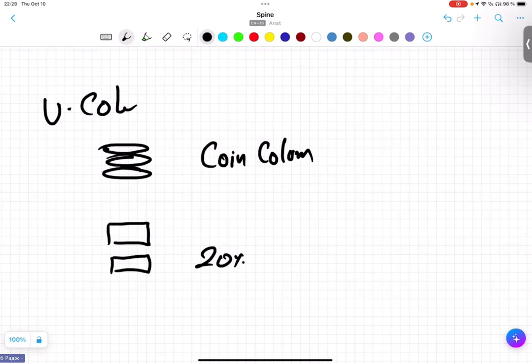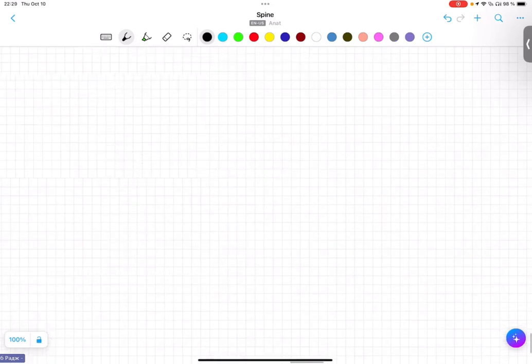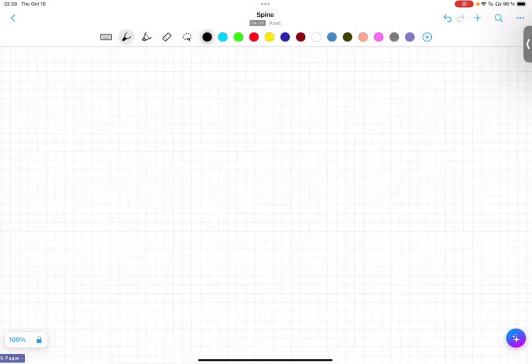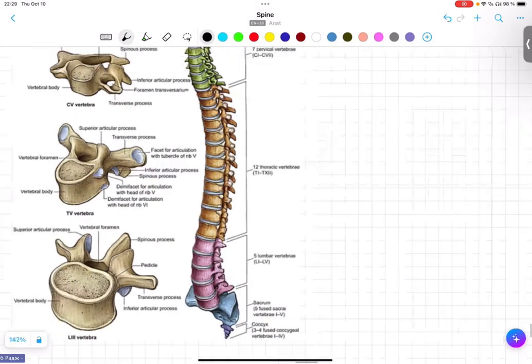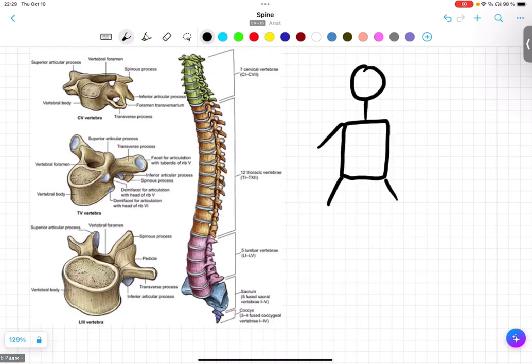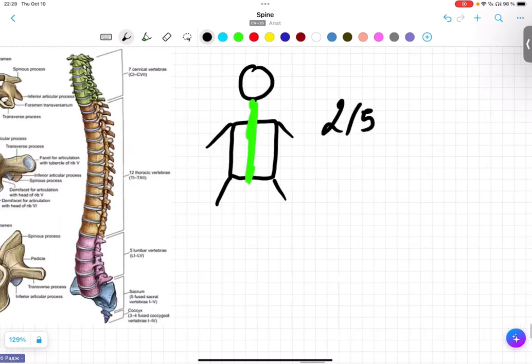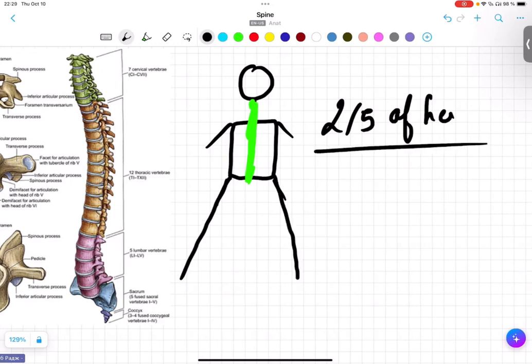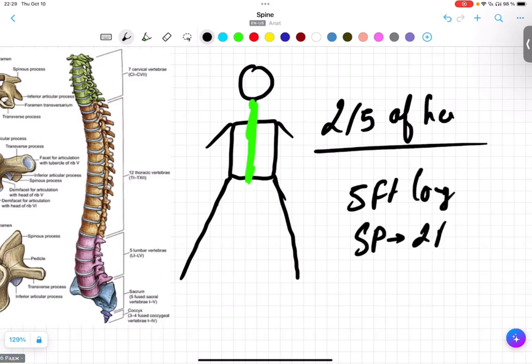So I told you your body has these vertebrae. Vertebrae are the bones of the spine, which are present in a column. That is why they are known as the vertebral column. Suppose this is your body, this spine or the vertebral column forms 2/5 of the height. Your legs are very long, so it forms 2/5 of the height. For example, if you are 5 feet tall, your spine will be 2 feet.